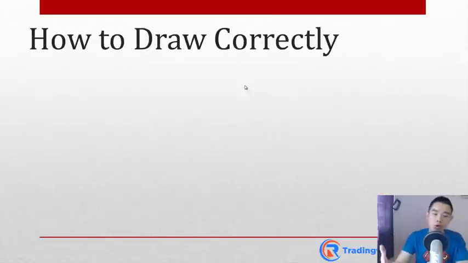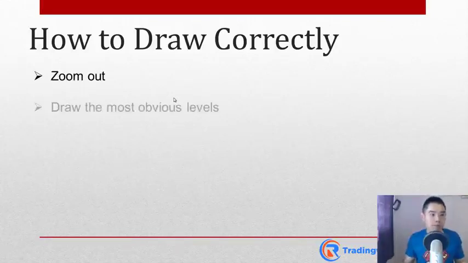So now, how do you draw these tools correctly? Because these tools are really important. They can help you identify what is low and what is high. So the important thing right now is how do you draw your levels correctly? I'm going to share with you a very simple 3-step technique. Number one, zoom out your charts.